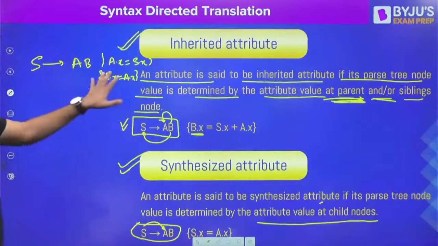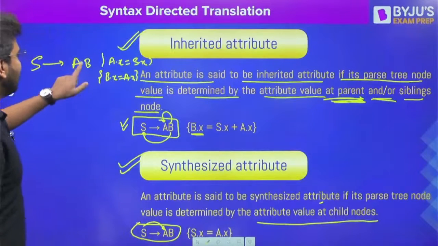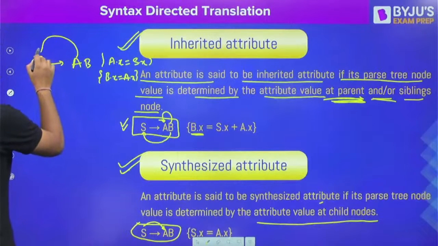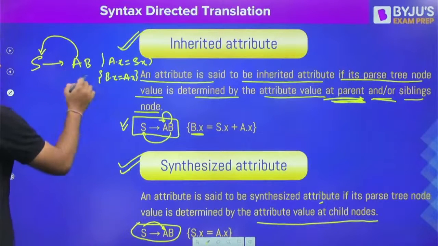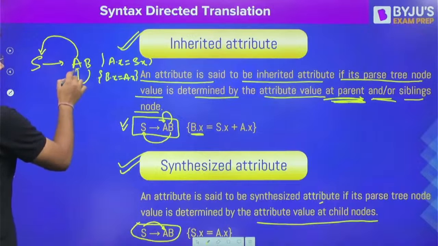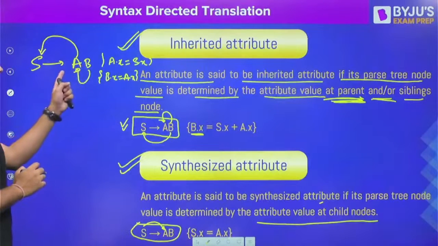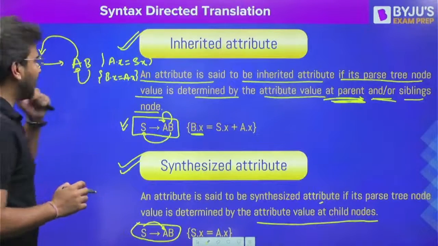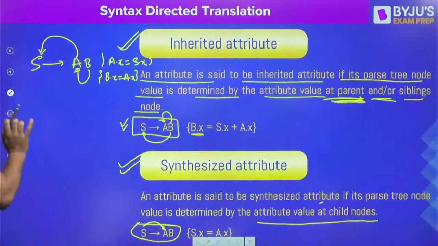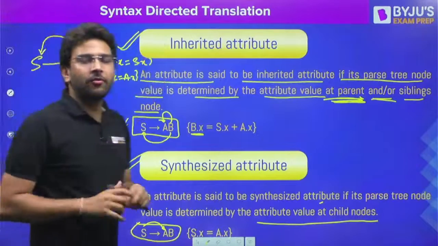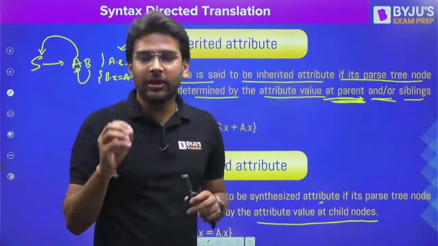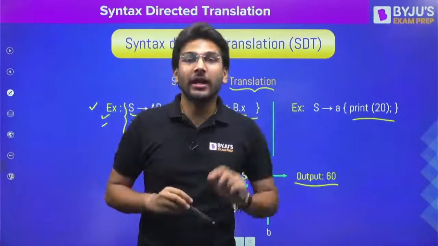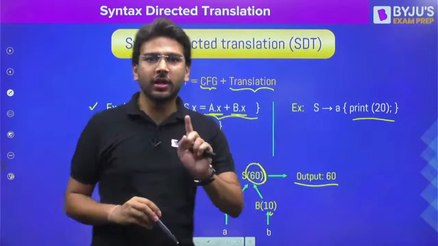Now here you can see in case of inherited attribute, either the attribute value can be taken from the parent, right? Or it is going to be from sibling. Sibling can be left also, sibling can be right also. Both are allowed in case of inherited. Clear? And it can take the value from parent as well. So that is your inherited. When the attribute is taking the value from its parent or from its sibling, then it is inherited attribute. I hope it is clear now.